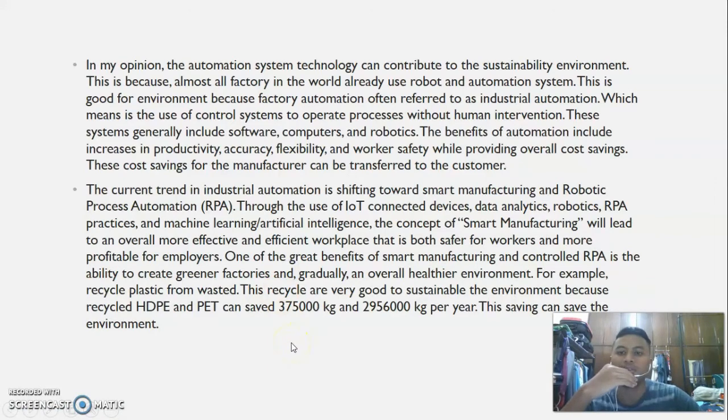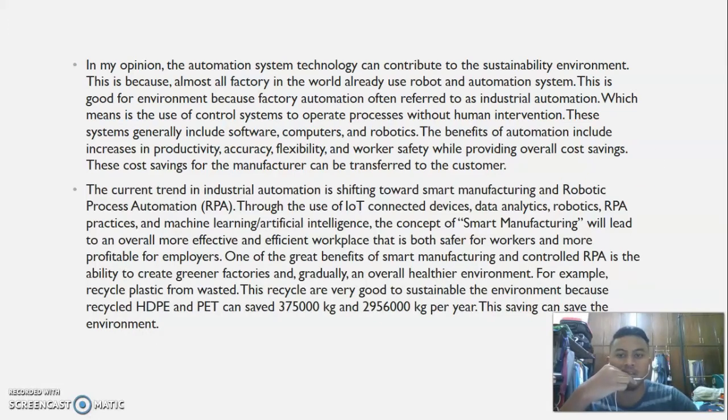In my opinion, automation system technology can contribute to environmental sustainability. This is because almost all factories in the world already use robot automation systems. This is good for the environment because factory automation, often referred to as industrial automation, means the use of control systems to operate processes without human intervention.